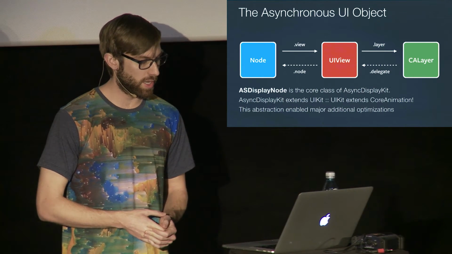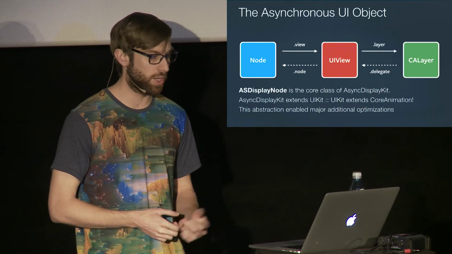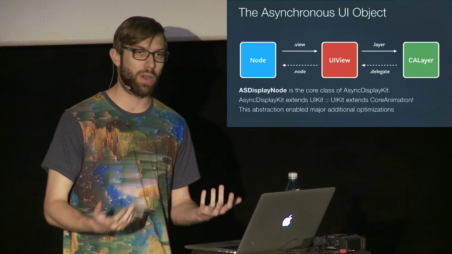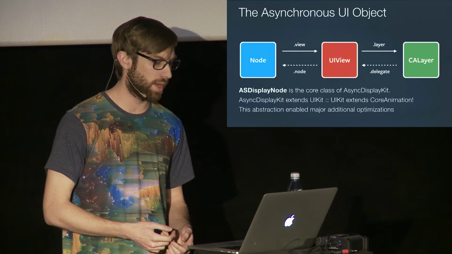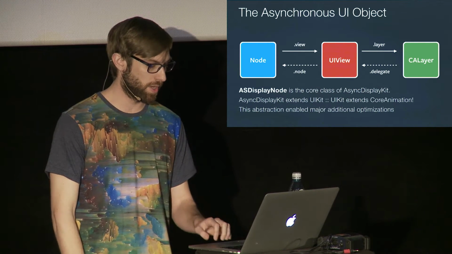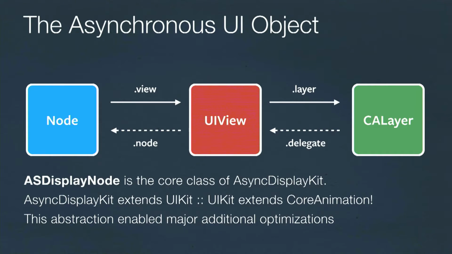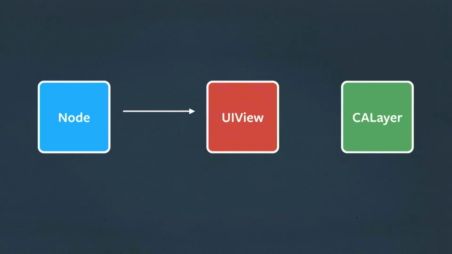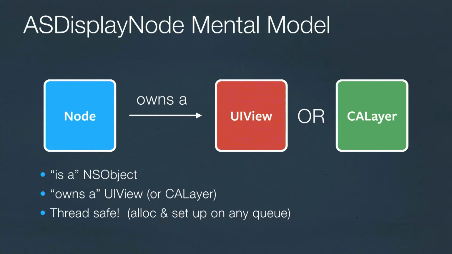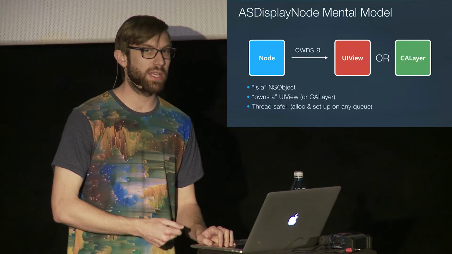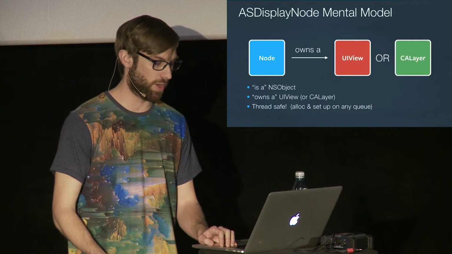And we've called this thing ASDisplayNode, node being a hierarchical type of concept that is distinct from a view and layer, but is very much related. And you might be surprised at the optimizations this has afforded us. So what's the mental model for this object? It's an NSObject. It's not a subclass of UIView or CALayer, and instead it creates and owns one of those type of objects.